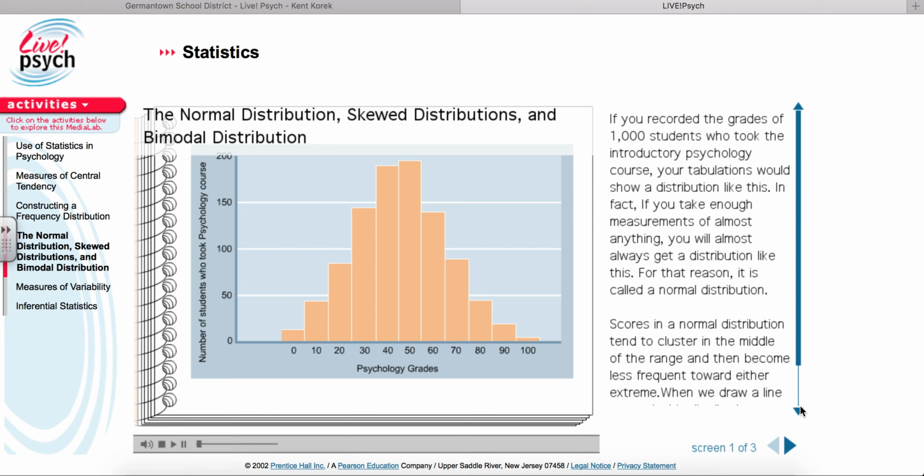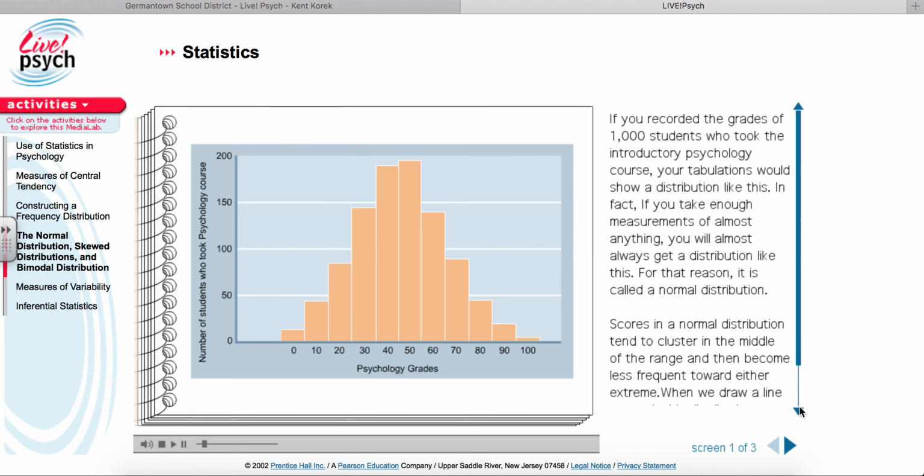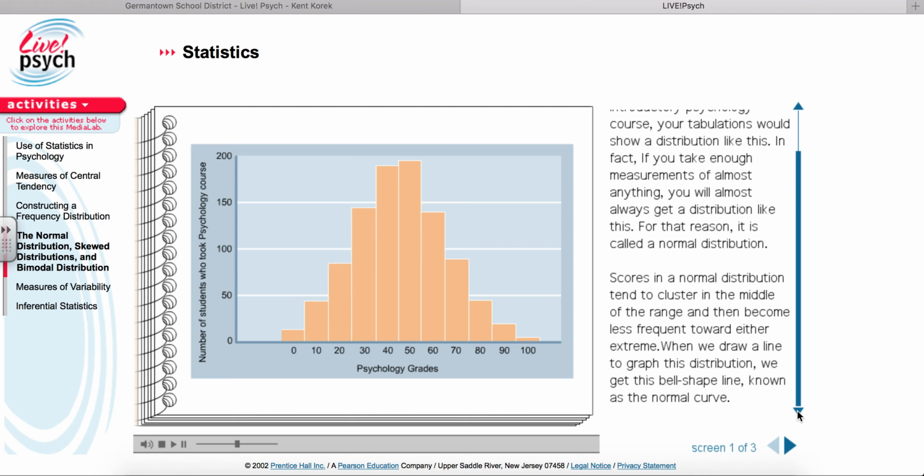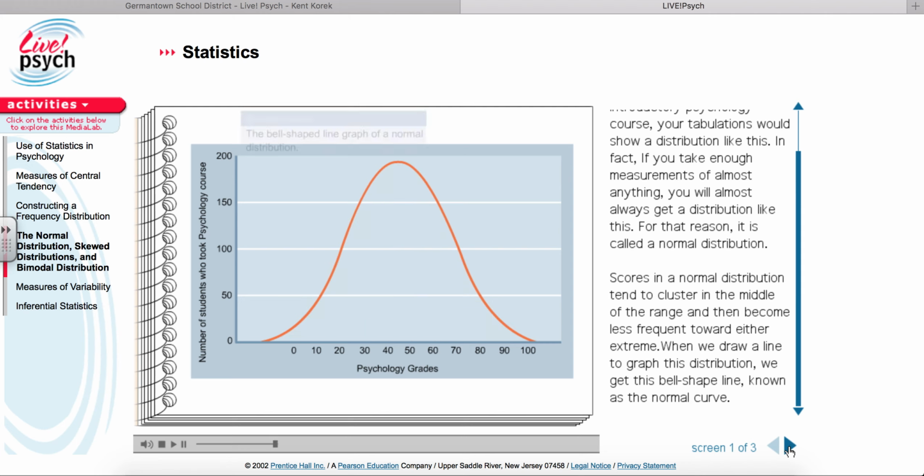If you recorded the grades of 1,000 students who took the introductory psychology course, your tabulations would show a distribution like this. In fact, if you take enough measurements of almost anything, you will almost always get a distribution like this. For that reason, it is called a normal distribution. Scores in a normal distribution tend to cluster in the middle of the range and then become less frequent toward either extreme. When we draw a line to graph this distribution, we get this bell-shaped line, known as the normal curve.